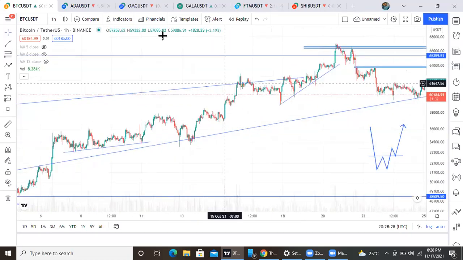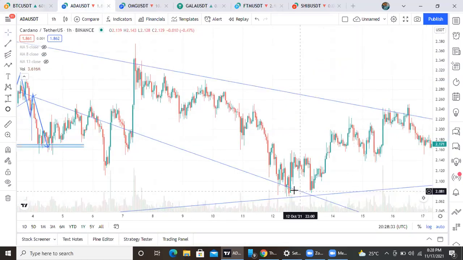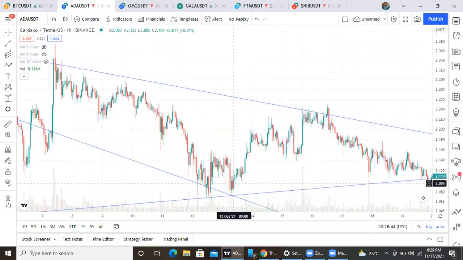See if I can get it clear. This is an example of a double bottom. You can see nearly a break of the neckline, a kind of test here before a possible movement. So it's an example of a double bottom.